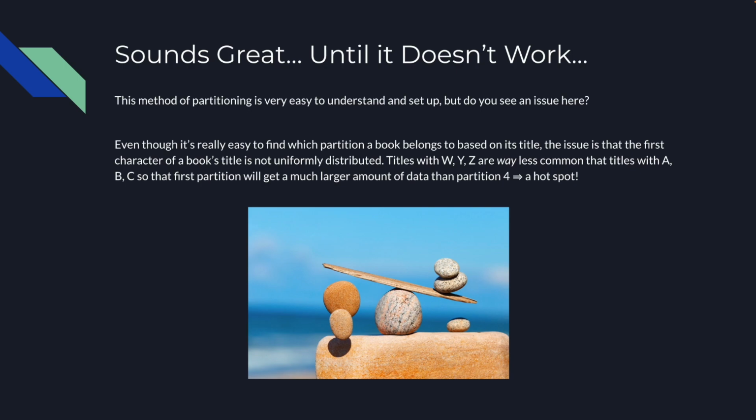So this sounds great, seems simple, but it doesn't quite work. This method of partitioning is very easy to understand and set up, but can you see the issue here? Even though it's really easy to find which partition a book belongs to based on its title, the issue is that the first character of a book's title is not uniformly distributed. Therefore, titles with W, Y, and Z as their first character are way less common than titles with A, B, or C. So that first partition is going to be getting a much larger amount of data than the fourth partition, and therefore we have a hotspot.